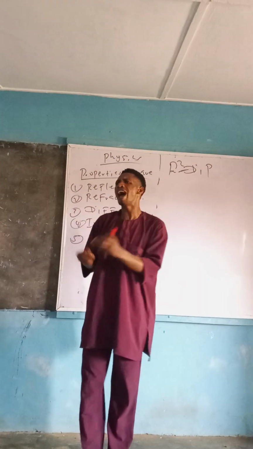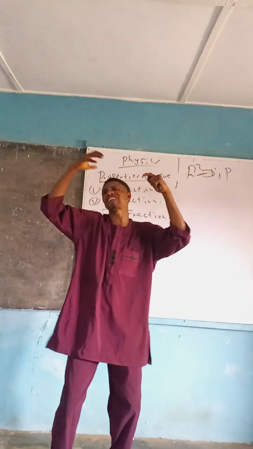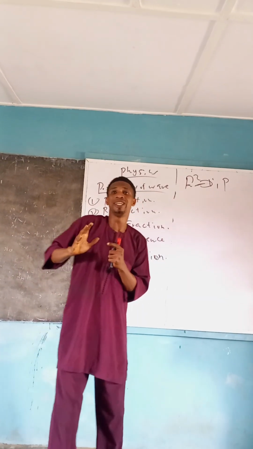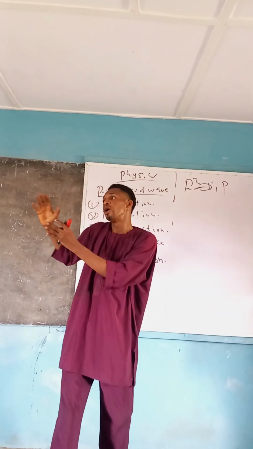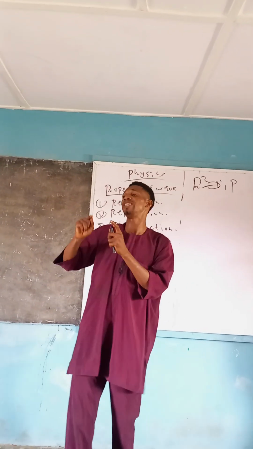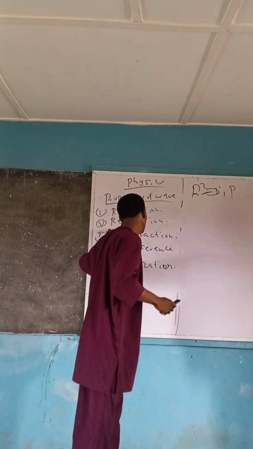For example, when you throw a ball at a wall, the wall cannot absorb the ball you throw. What happens in that case? It means the wall is sending back the ball. That means the wall cannot absorb the ball. That is how we explain reflection. So let's go to refraction.